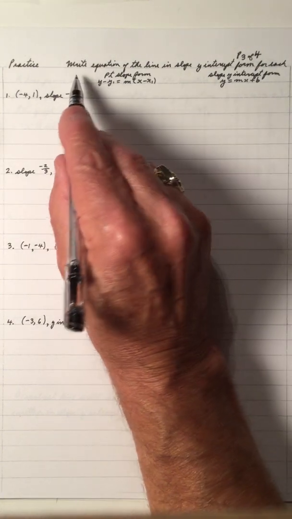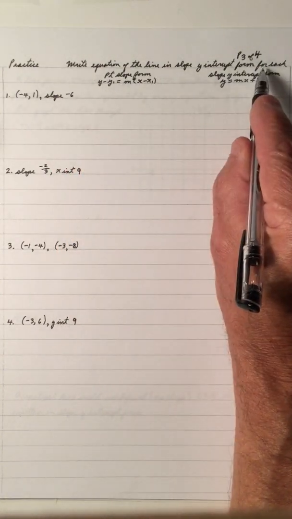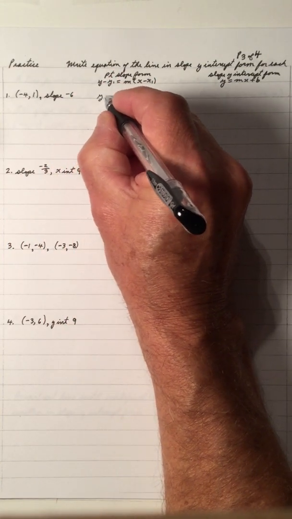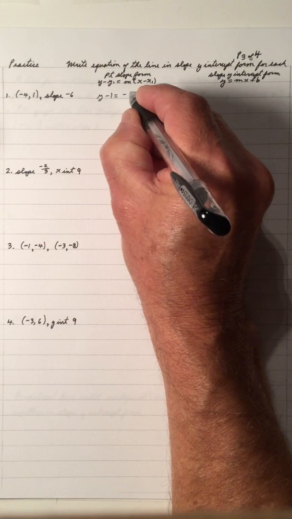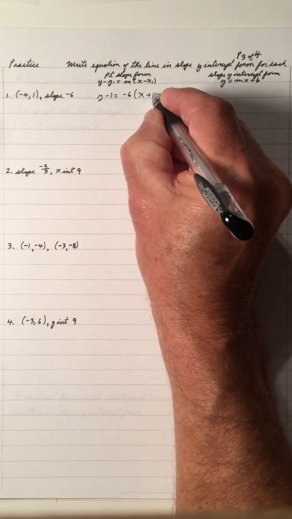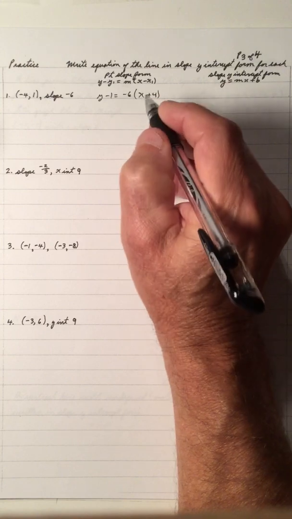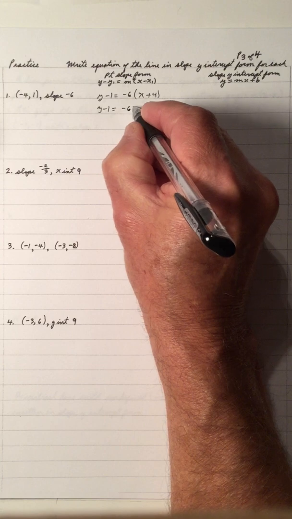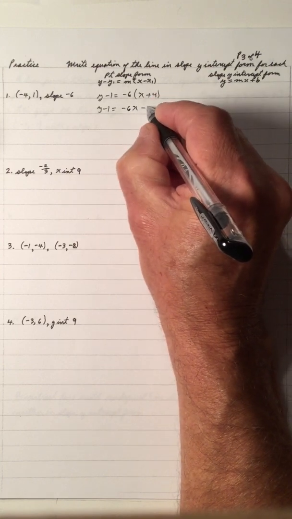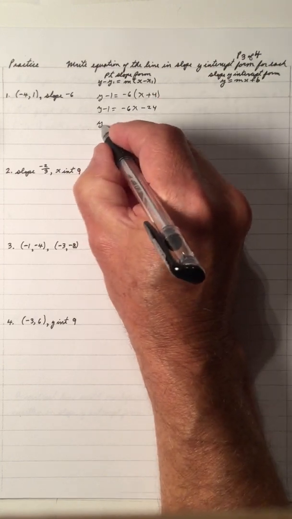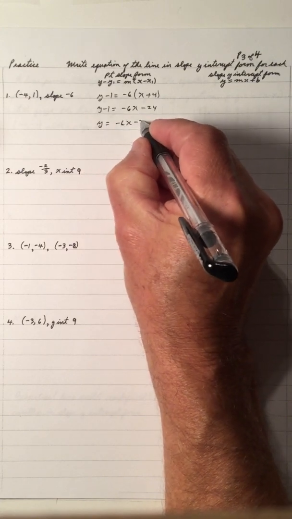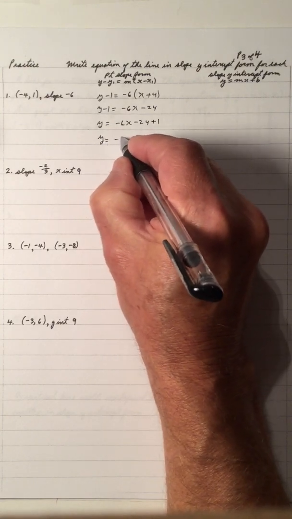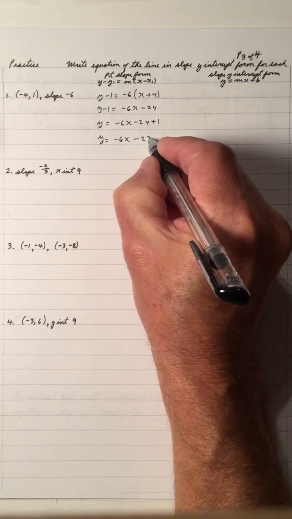Here we go. Write the equation of a line in slope y-intercept form. So we have a point and a slope. So if I plug it in, y minus 1 equals negative 6 times (x plus 4). Again, we change the signs when we plug it in with the slope. We remove the brackets by multiplying by negative 6 times x, negative 6 times 4, negative 24, and we solve for y, moving the 1 to the right side, changing the sign, so y equals negative 6x minus 23.